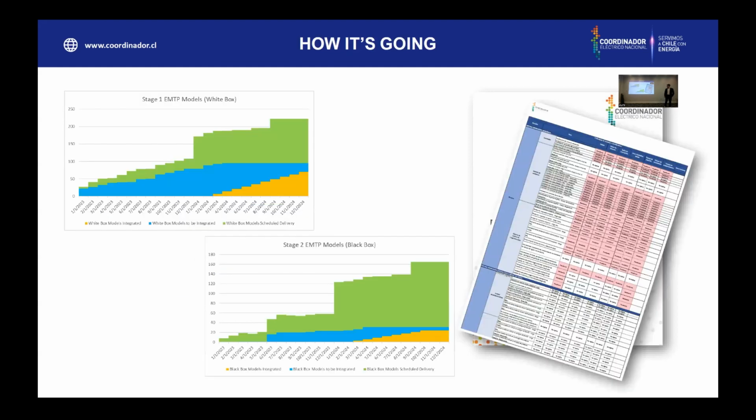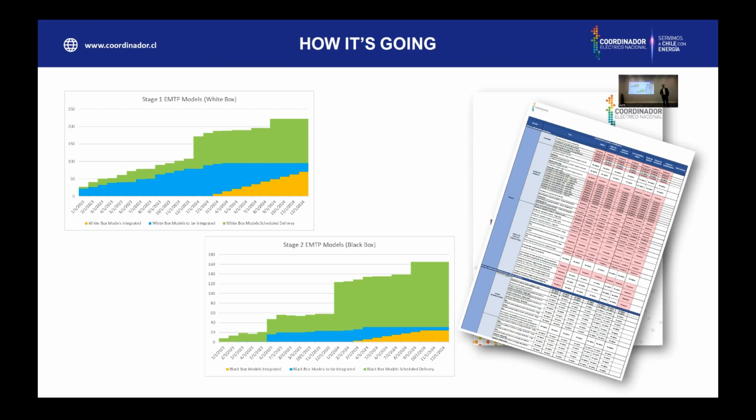Right now, this is what we're projecting. Well, not only projecting: these charts show the scheduling, in green, of the models that are coming from everywhere in the country. So it's around 300 models. The blue ones are the ones that we have already received, and the orange or yellow, I'm colorblind, but I think it's yellow, are the ones that we have integrated into the power grid.